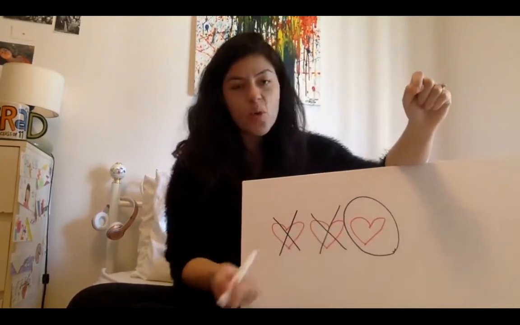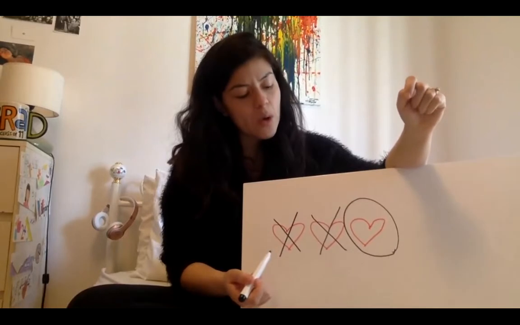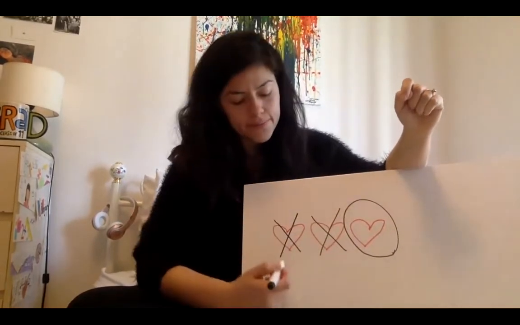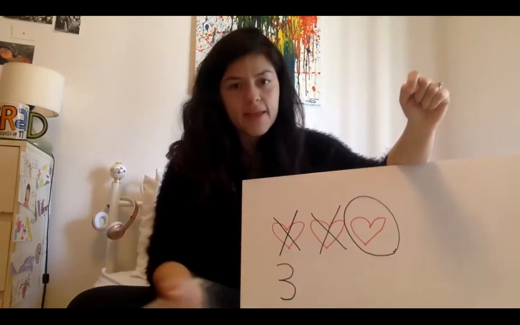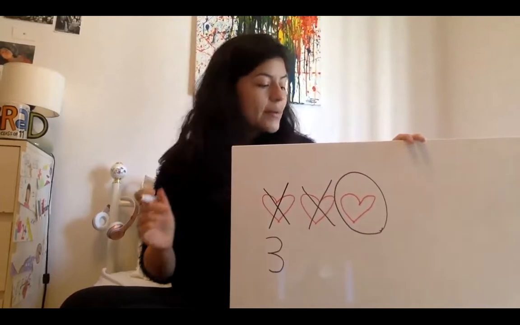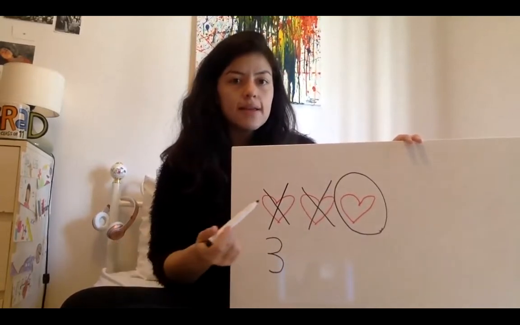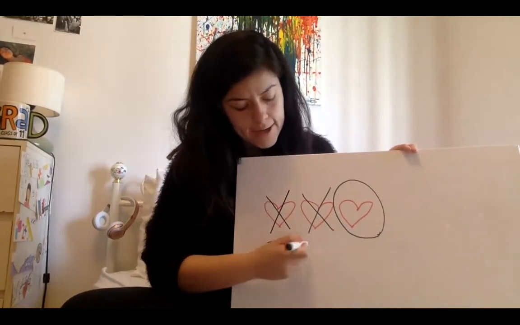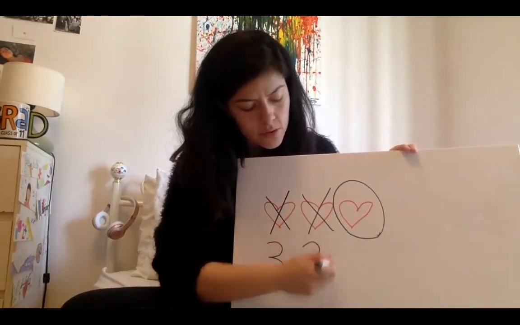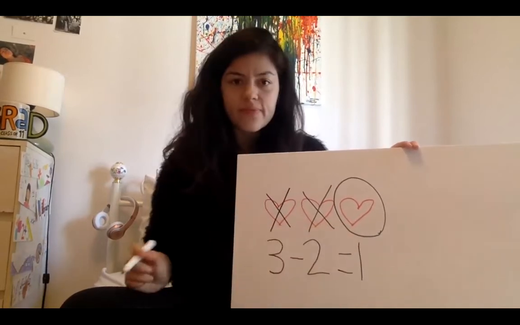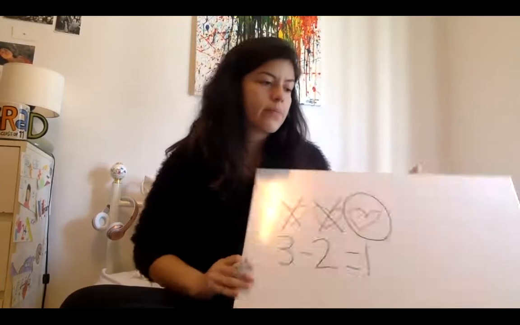So if I were to write an equation of this, what was my whole number? What did I start with? How many hearts did I have at the beginning? 3. Then I got rid of some hearts. How many did I minus? How many did I subtract? I got rid of 2. So I would put 3 minus 2 equals, what's left? 1 heart. That would be my equation for this problem.